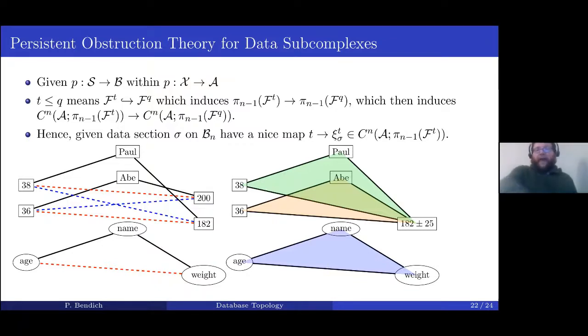That gives me my map on pi n minus 1 of ft into pi n minus 1 of fq, which therefore gives me my map on these cocycle groups. So whenever you have a section downstairs, what I can say is for any particular value of t, I get this obstruction cocycle at t. The nice thing about this sort of thing is that as you map it forward, it's sort of obvious to see that it only becomes 0 once and then it's 0.